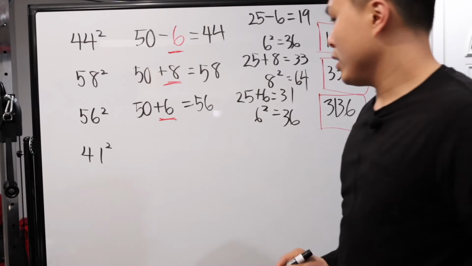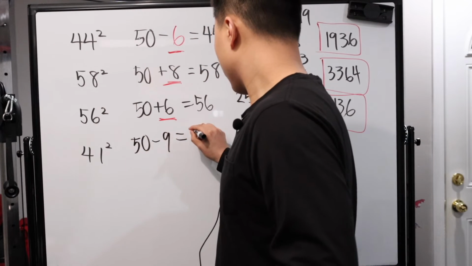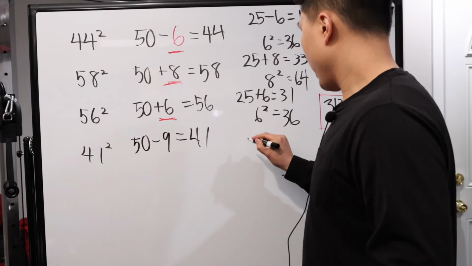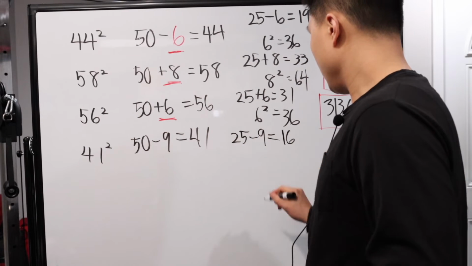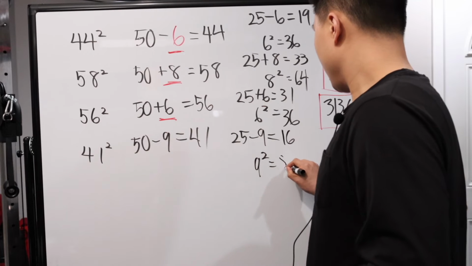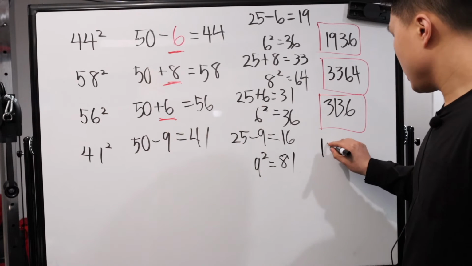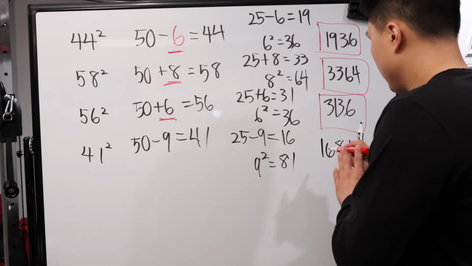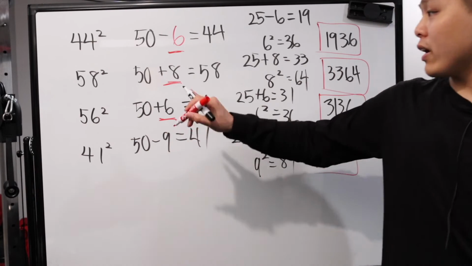Right, and the last one is going to be 50 minus 9, which is 41. So, what do we have? 25 minus 9, which is 16. 9 squared is 81. Ooh, bad penmanship, right? So, our final answer is 1681. And just like that, 4 problems solved super quick without a calculator.